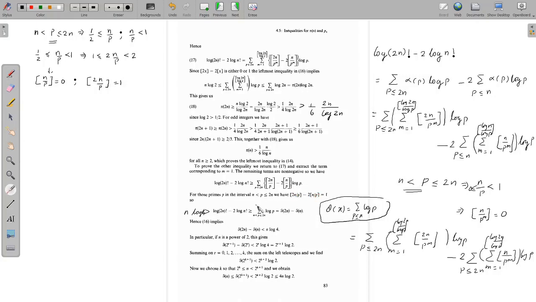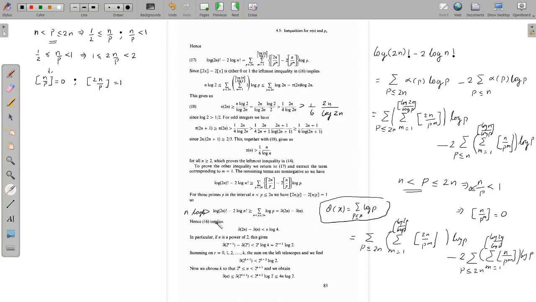Now we have this result. Then we know that n log 4 is always greater than log 2n factorial minus 2 log n factorial, which is greater than or equal to sigma over n less than p less than or equal to 2n of log p. We collect all those terms corresponding to p which is greater than n. So this can be written as theta of 2n minus theta of n.